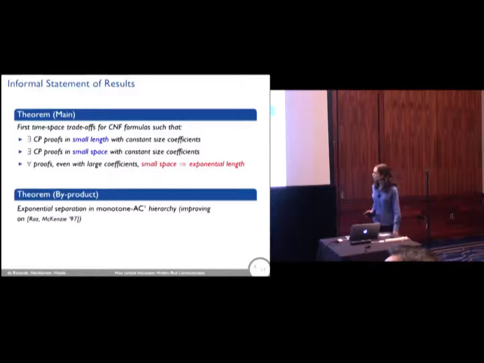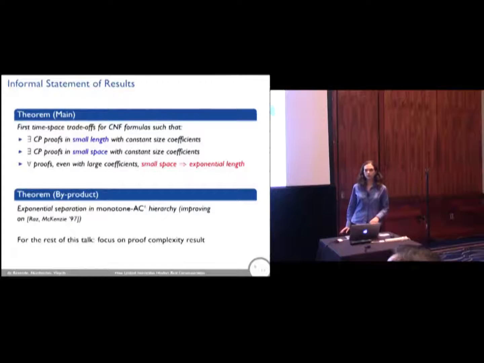As a byproduct of the techniques we developed to prove this, we were also able to prove an exponential separation in the monotone AC hierarchy. So this improves on the superpolynomial separation that follows from Raz-McKenzie. But for the rest of the talk, I'm going to focus on the proof complexity result.